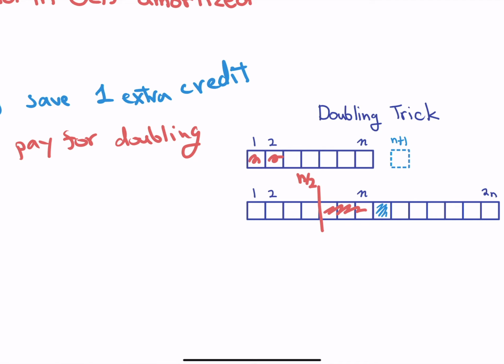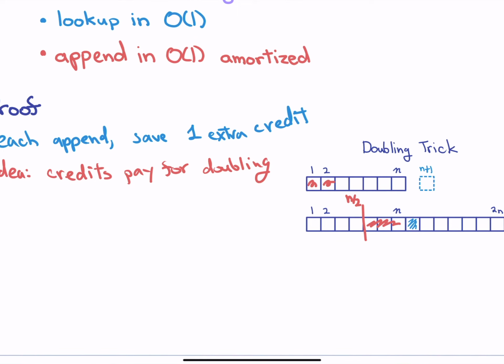Those n over 2 credits will pay for the big O of n work. Since the last time I doubled, at least half of those elements are new, and those are the ones that give me the credits I need to pay for the next doubling. This is why it needs to be a constant factor bigger to pull off this argument. Any constant factor bigger would have been fine. Okay, so that's n over 2 depends.